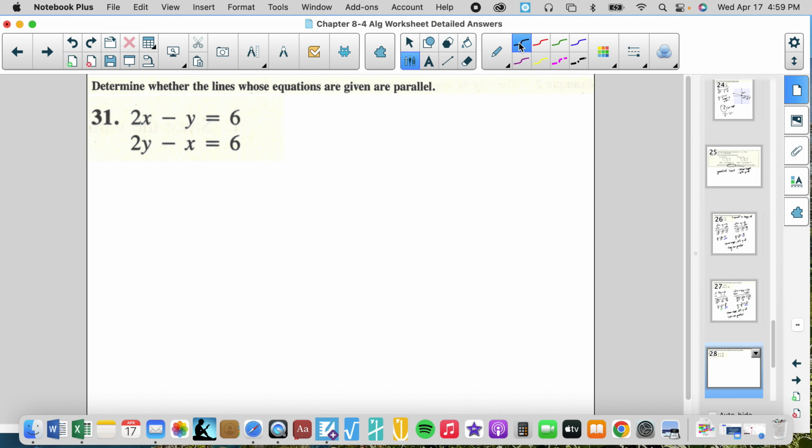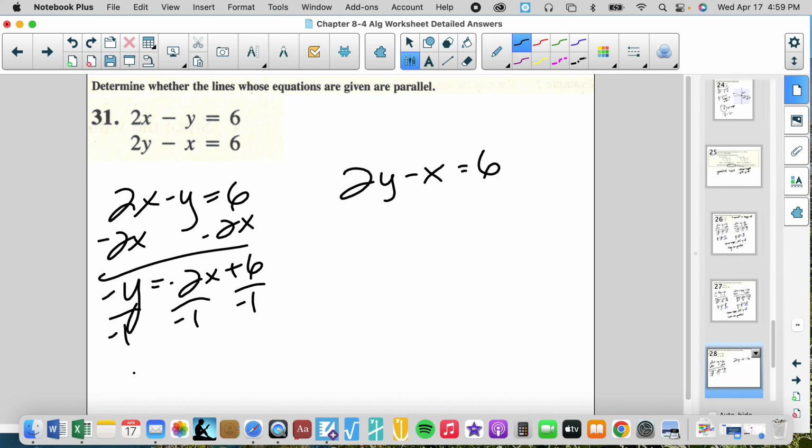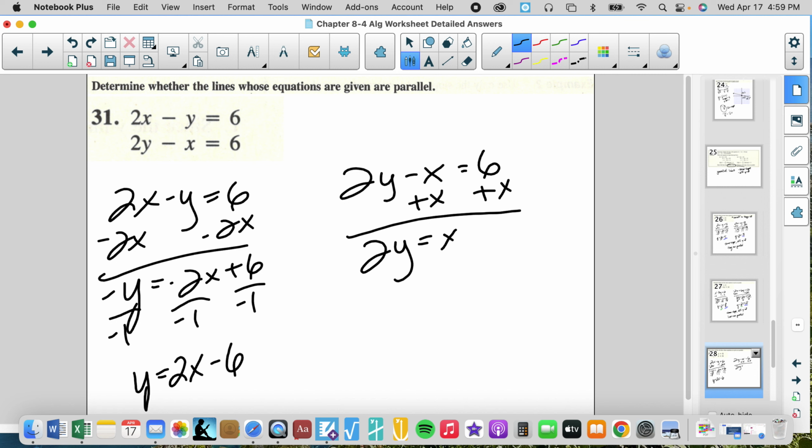Let's write the starting equations. 2x minus y equals 6. 2y minus x equals 6. Look at you, you little trickster. Minus 2x, minus 2x. Negative y equals negative 2x plus 6. Divide by negative 1. We get y equals 2x minus 6. We're going to add x to both sides. Did you see that? 2y equals x plus 6. Divide by 2. Y equals 1/2 x plus 3.